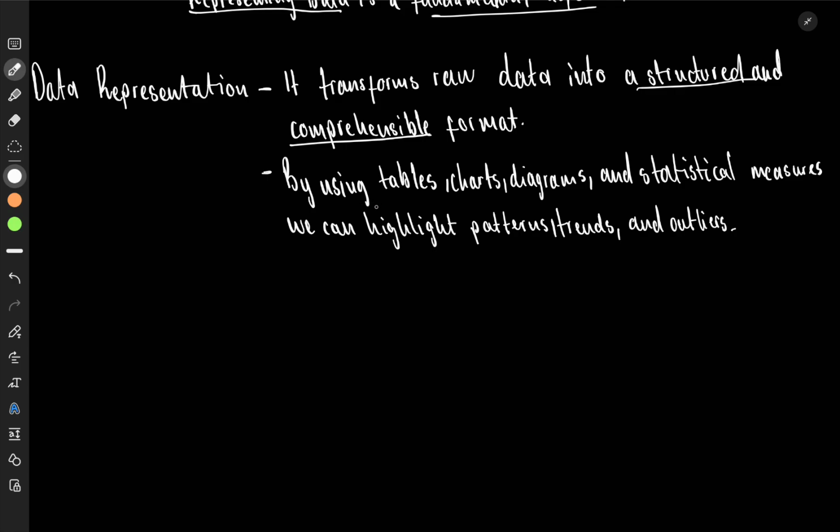Okay, now how do we do that? By using tables, by using charts, by using diagrams, and some statistical measures. Statistical measures, we look at variance, standard deviation, mean, mode, median, all these things. All those are used by data representation. What is data representation? It is the topic in statistics that helps to do what we have been talking about. Okay, that is where we cover those concepts.